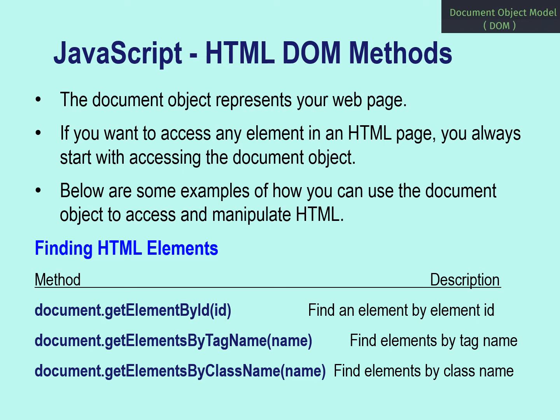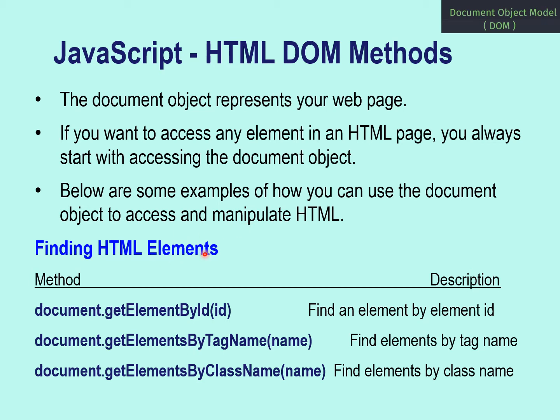Now we can see some of the common HTML elements and the corresponding HTML DOM methods. The document object represents your web page. If you want to access any element in an HTML page, you always start with accessing the document object. If you want to access any component in an HTML page, we have to start accessing the object with the help of DOM. These are some of the example methods showing how we can access an object and manipulate the HTML.